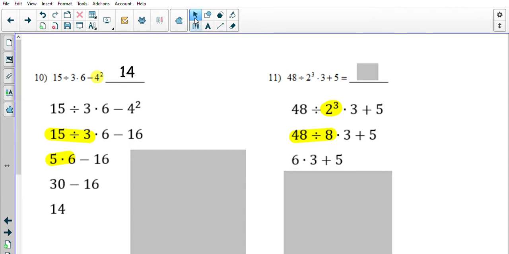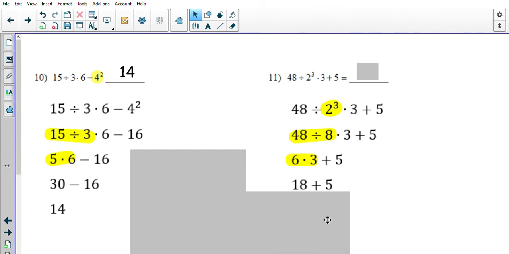So we have 6 times 3 plus 5. 6 times 3, of course, gets us 18. And finish this off by doing 18 plus 5, which is 23. Don't forget, if you need to pause the video at any point to copy these things down, feel free to do that. Let's move ahead to question number 12.